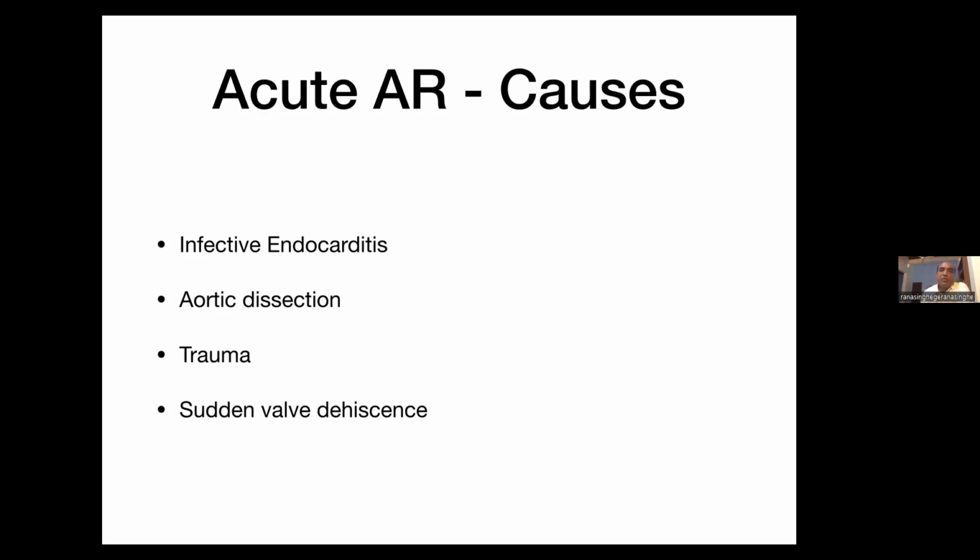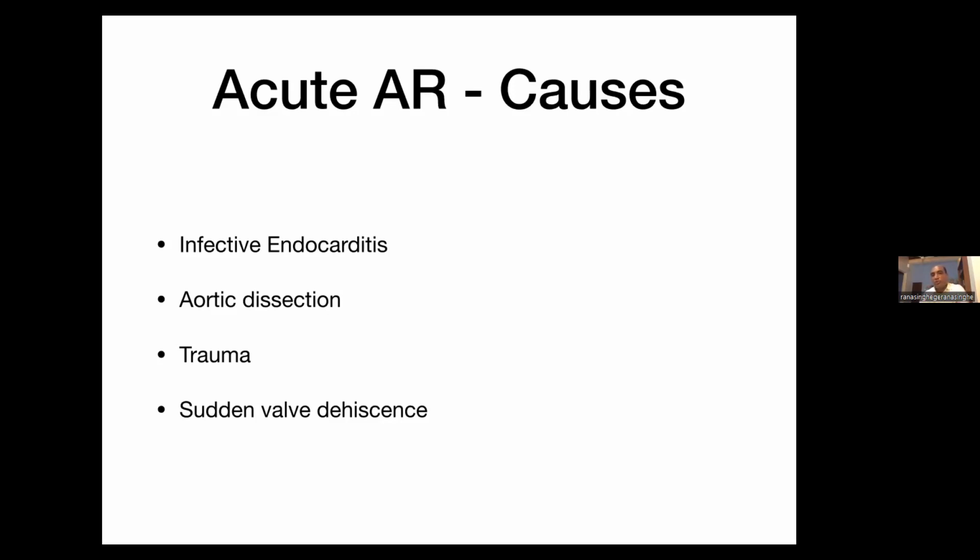When you get endocarditis in a valve, it can suddenly perforate the valve. While in the ward, the patient can suddenly become hemodynamically collapsed, tachycardic and hypotensive, in a patient who gets acute AR. So infective endocarditis is one of the causes. And sometimes aortic dissection: when you get patients with aortic root dilatation and you get dissection, it can involve the valve ring and cause acute AR.